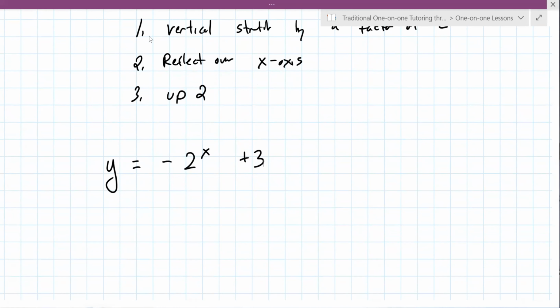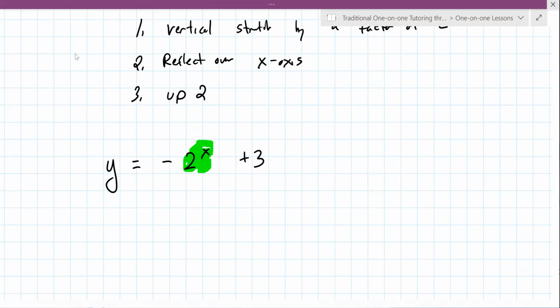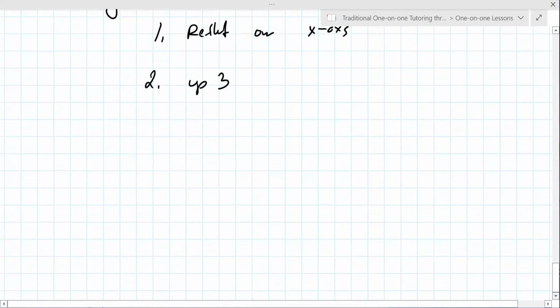So for this problem, this is your parent function right here. Okay. So there are actually only 2 transformations. So it'd be reflect over the x axis and then up 3. Yes. Okay. But of course, there are other ones here. So let me get into a few of those.